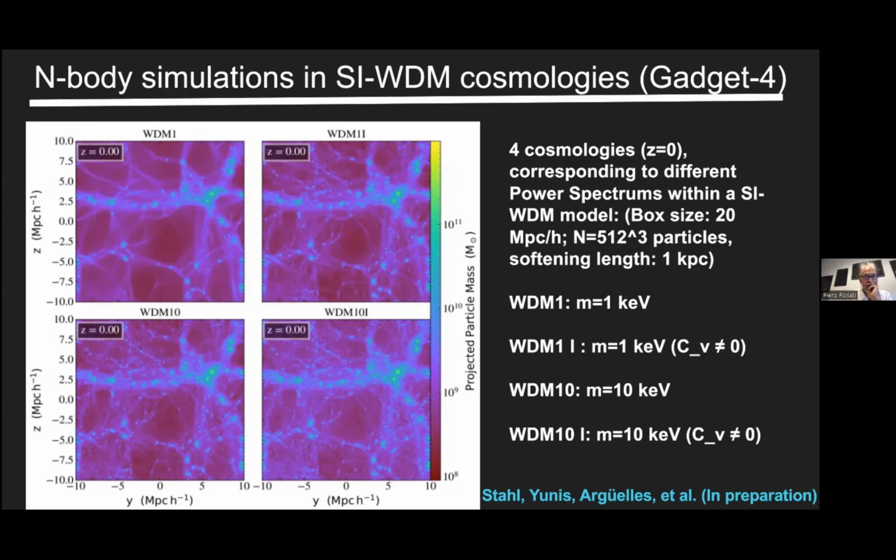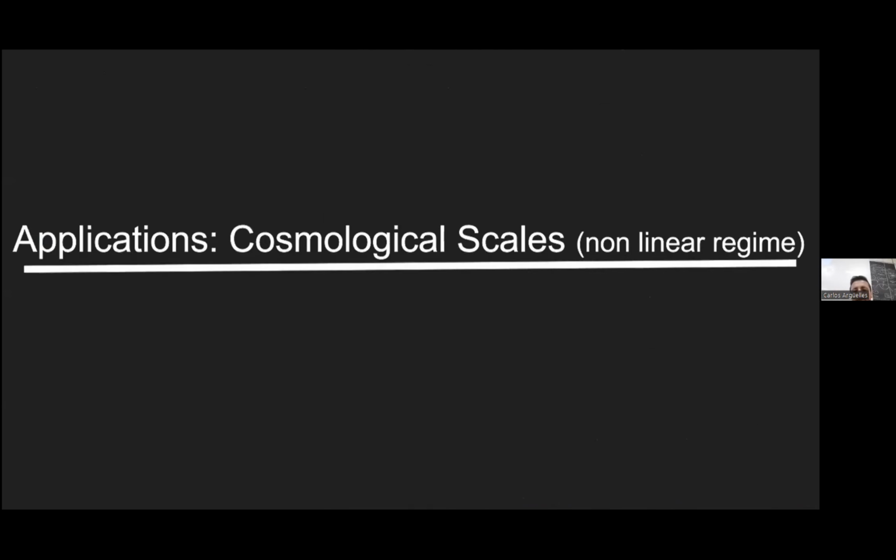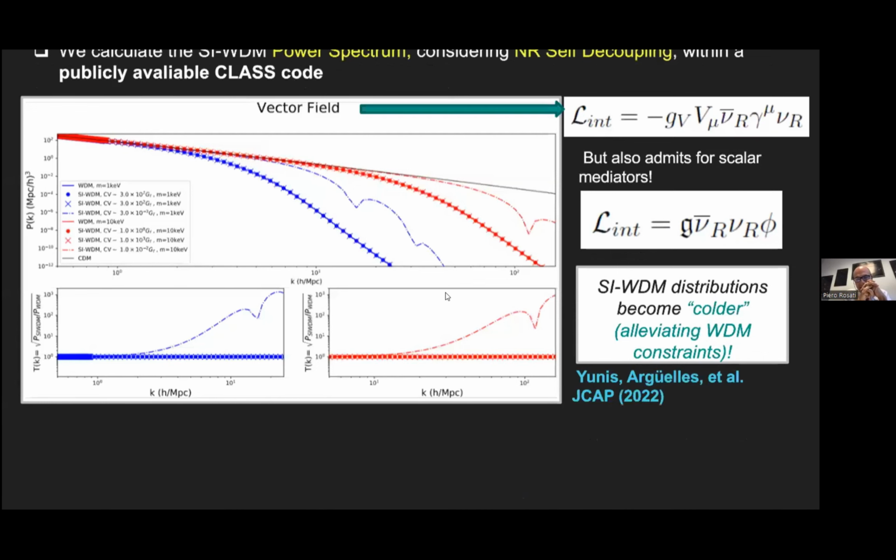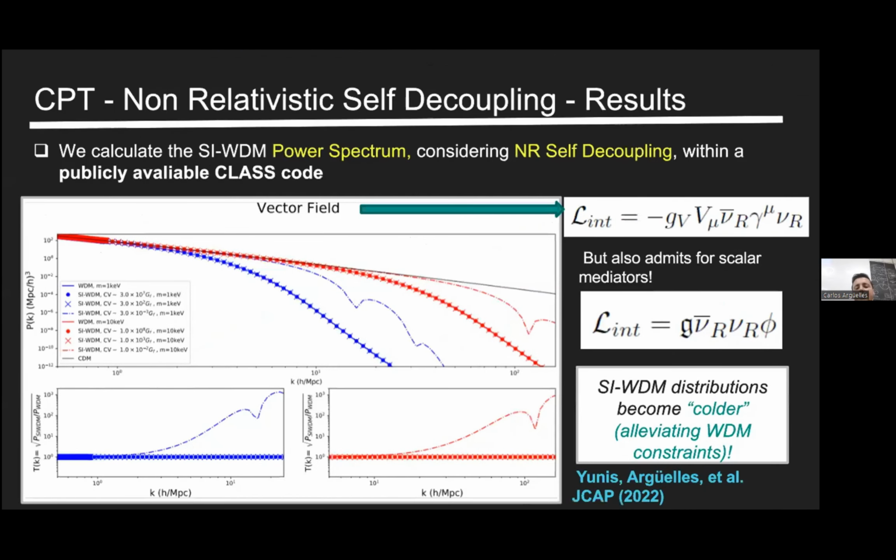Okay, on the same related issue on the self-interaction, probably you said that and I missed it, but what is the self-interaction cross-section you're assuming here? Is it velocity dependent? Yes. Is it consistent with the Bullet Cluster constraints? Yes. Maybe you said it, I missed it.